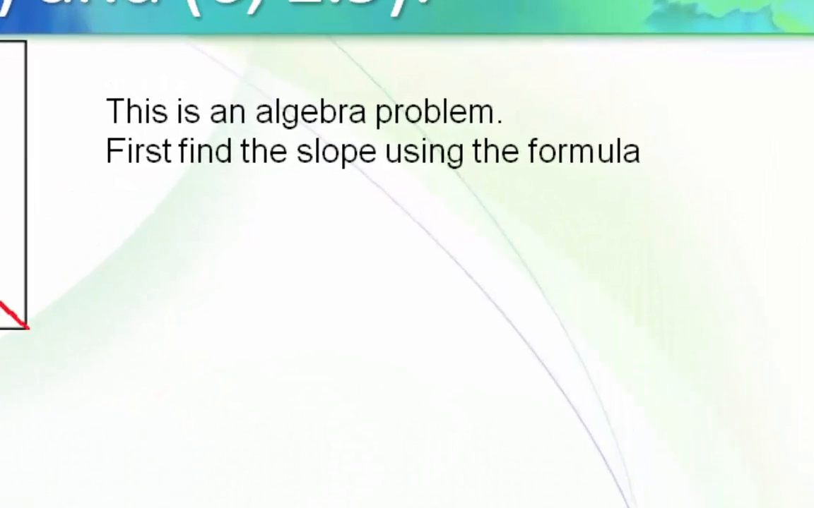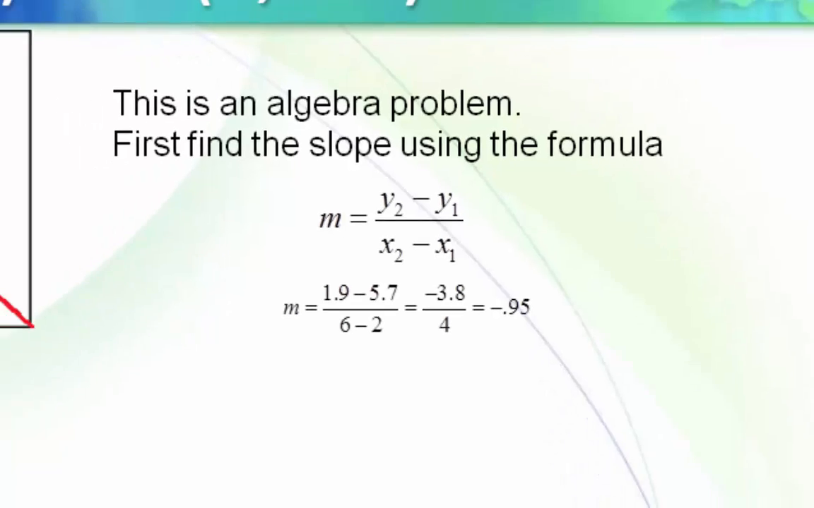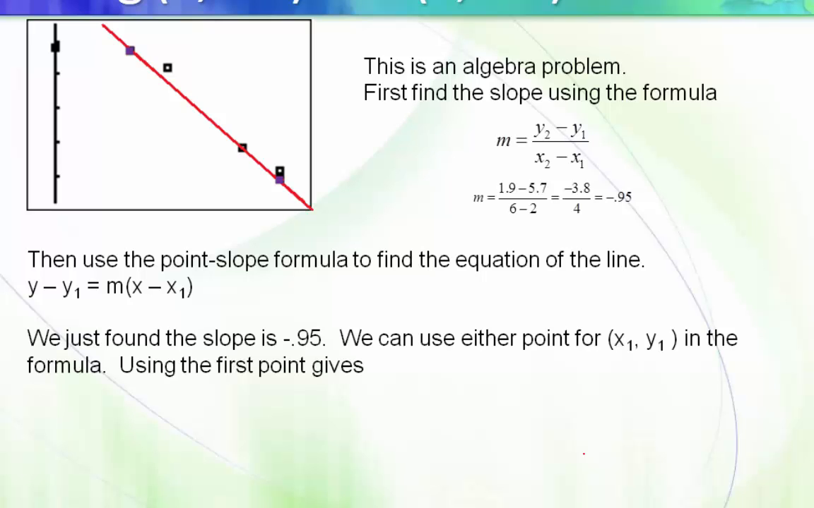So first we're going to find the slope using the slope formula, and we calculate that to be negative 0.95. Then we're going to use the point slope formula to find the equation of the line. So we're going to pick either one of those points for our x1, y1 values, and we're going to use the negative 0.95 for the m, which is the slope.